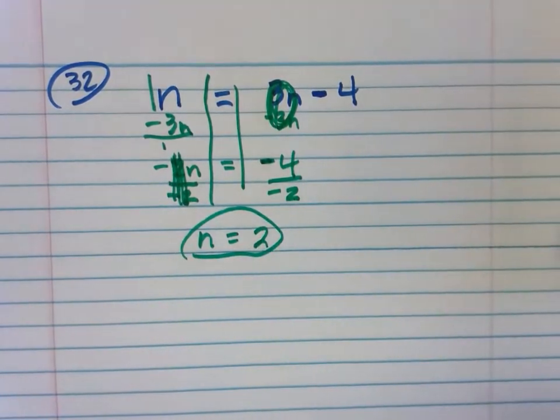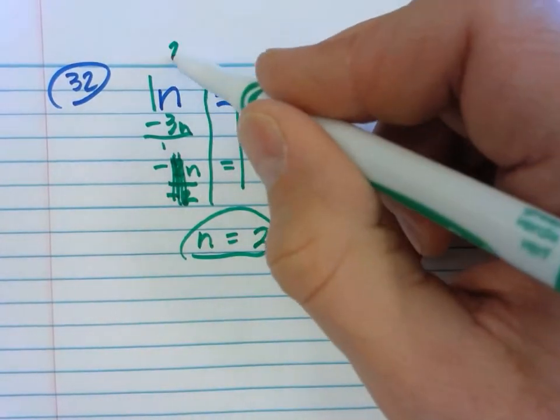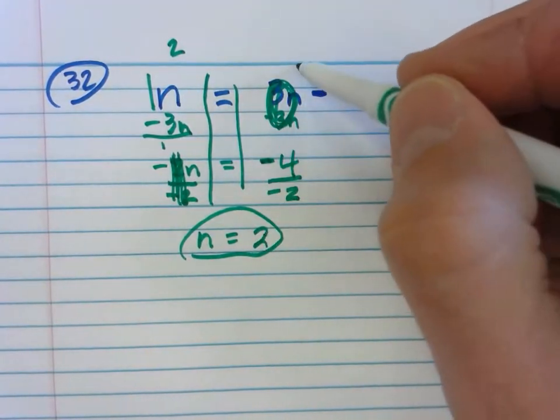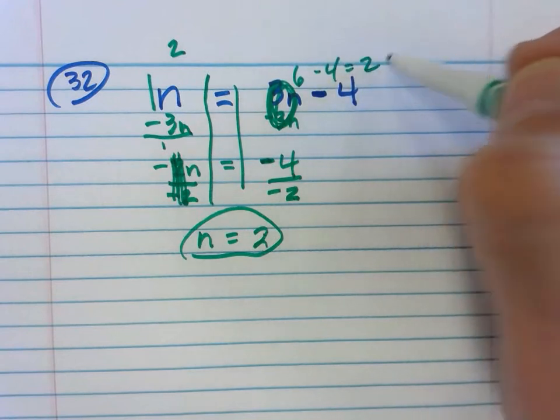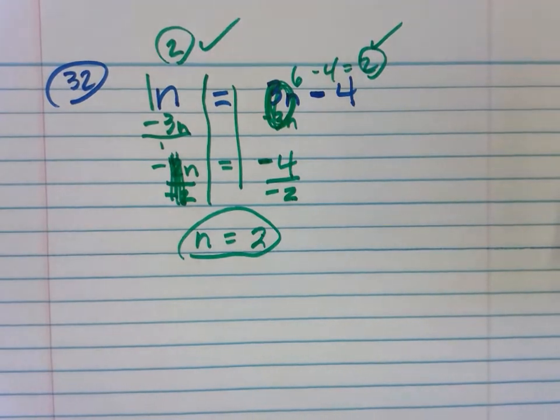Alright. So, again, if you want to check it, 1 times 2 would be 2. 3 times 2 is 6. And 6 minus 4 equals 2. So I got 2 there and I got 2 there. Checkity check. I got it right.